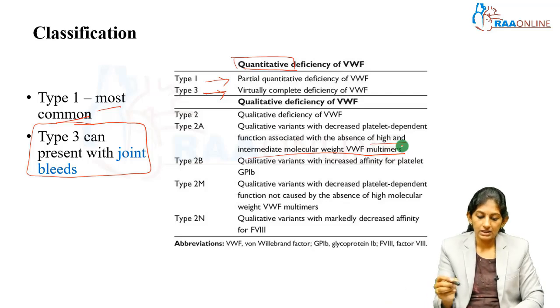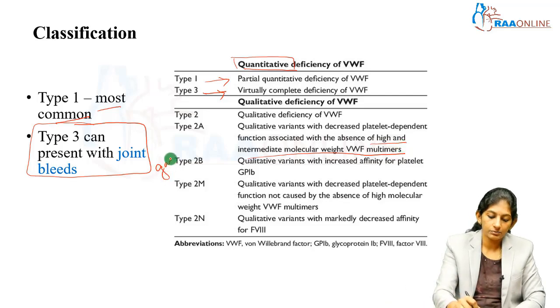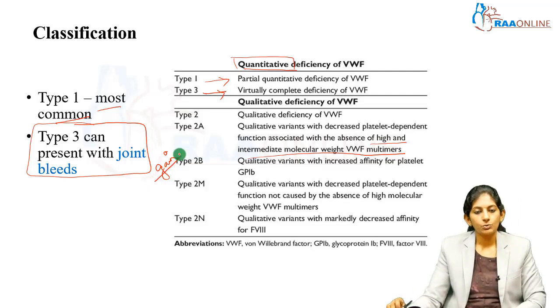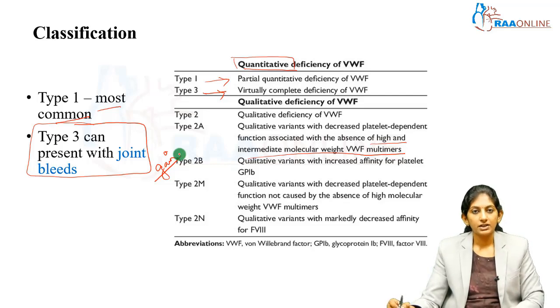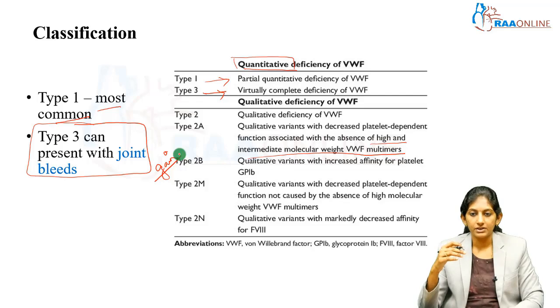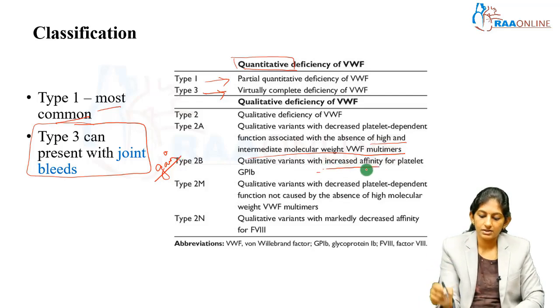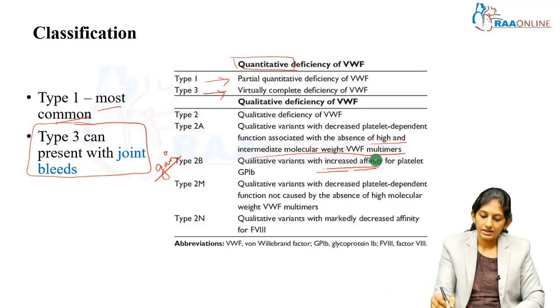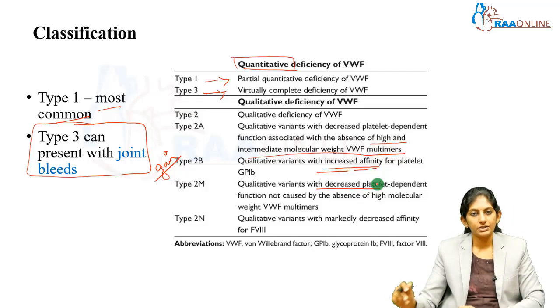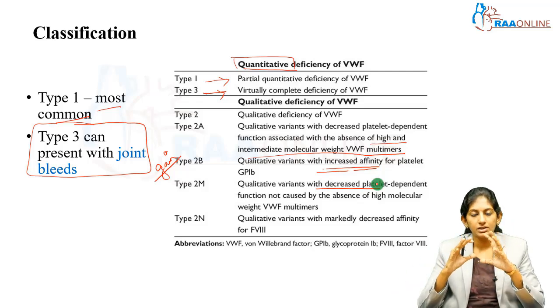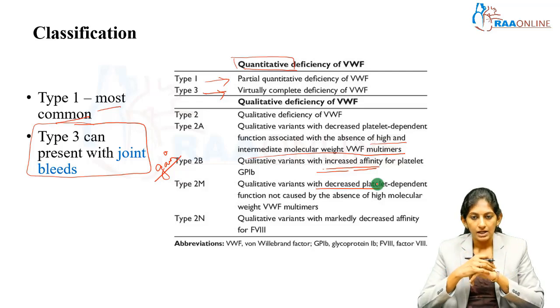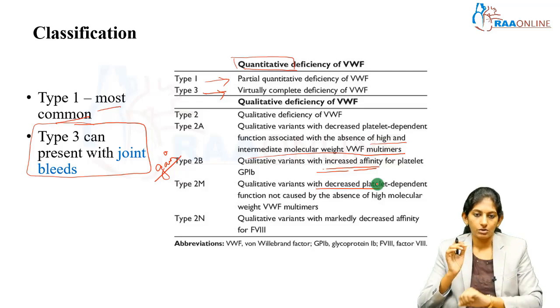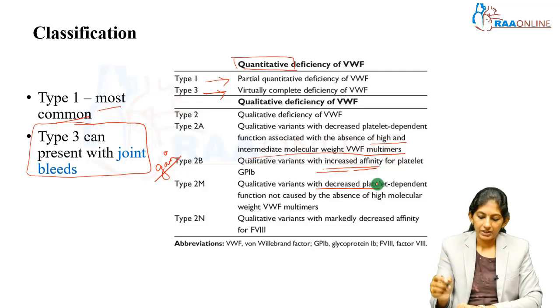Type 2B is basically a gain of function mutation. So, what happens? Instead of binding with the platelets normally, the von Willebrand factors bind with platelets with an increased affinity. Type 2M has decreased platelet dependent function. They do not bind with the platelets, some disorder associated with the GP1B receptor, but the multimers are normal. In type 2N, the decreased affinity is with factor 8.